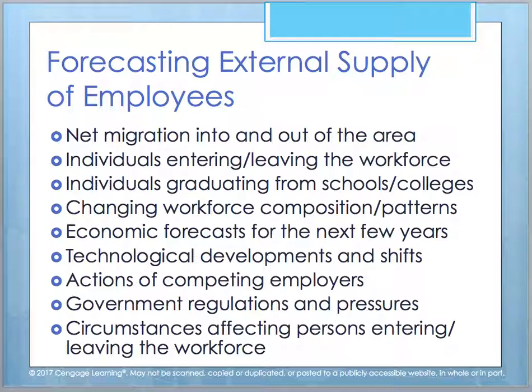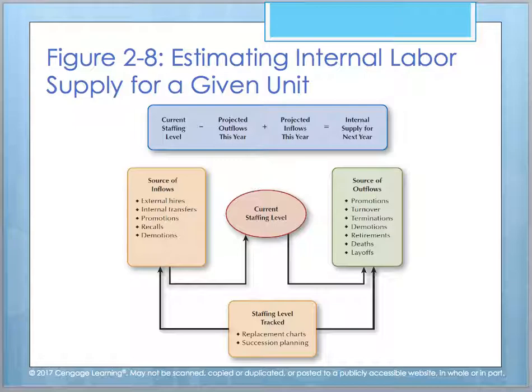You're always looking at your competition, what kind of regulations and pressures that we have from government, and any kind of circumstances that could potentially block talent from coming to our organization or leaving. And then we estimate internally the labor supply, and we're looking at a specific unit. And so you can take your current staffing level, and from there you deduct the projected outflows that's going to take place in the current year. You add that with your projected inflows for this year, and then from there you'll be able to determine your internal supply for the next year.